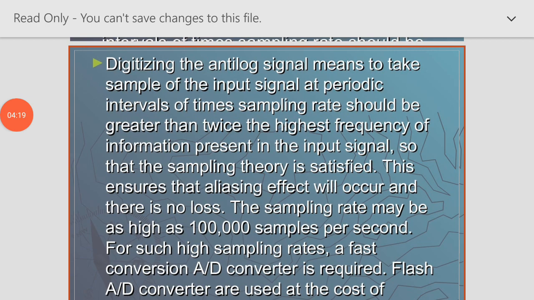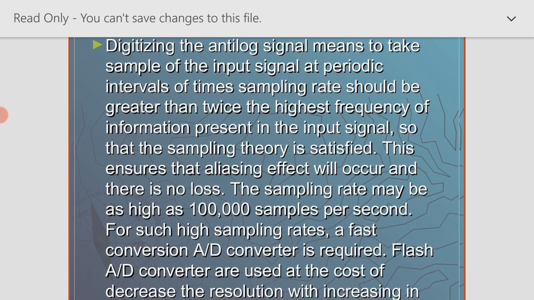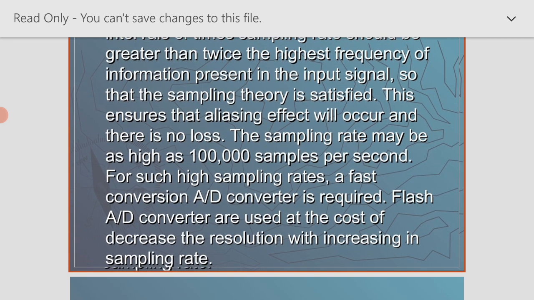Sampling rate should be greater than twice the highest frequency of information present in the input signal, so that the sampling theorem is satisfied. This ensures that no aliasing effect will occur and there is no loss of information. The sampling rate may be as high as 1 lakh samples per second. For such a high sampling rate, a fast A to D converter is required. Flash A to D converters are used, at the cost of decreased resolution with increasing sample rate.